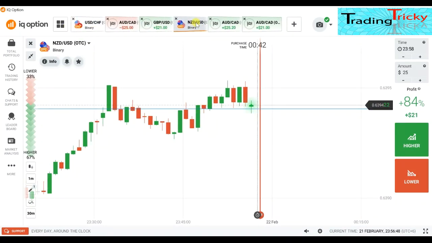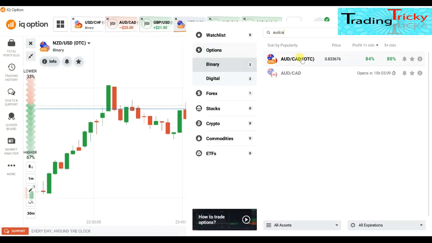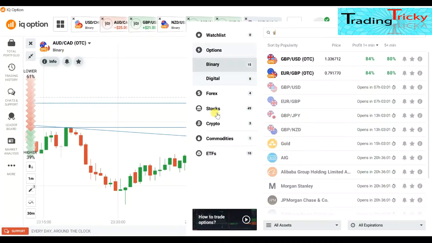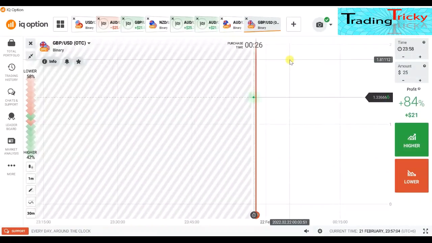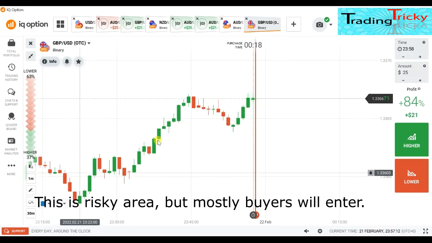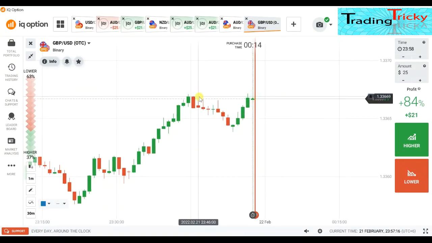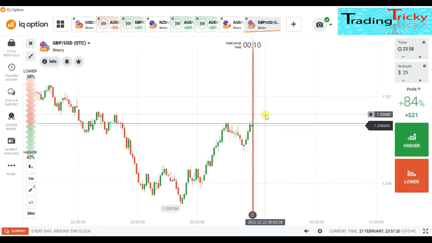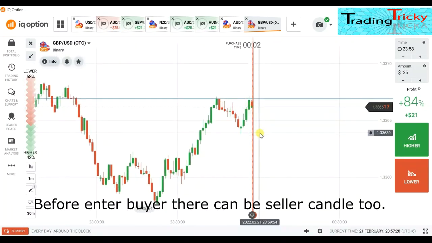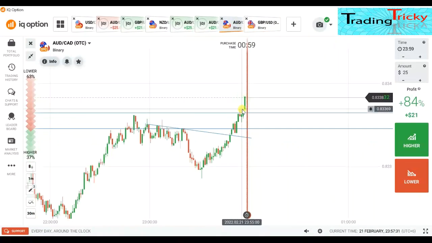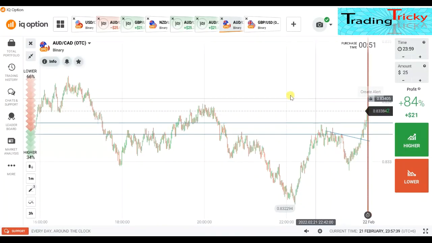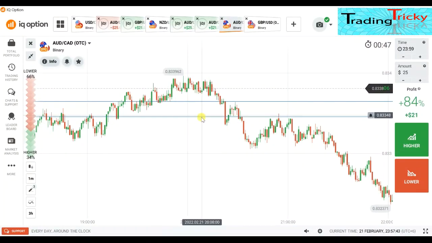Okay, this is the same pair. Okay, this is a risky area, but mostly buyers will enter. But I would not recommend going with buyers or sellers. According to market movement, they are supposed to be buyers, but this is the OTC market, so before buyers enter, there can be a sellers' candle too. See, there was my trade, but after that also a very strong candle. Now we need to check other levels here.